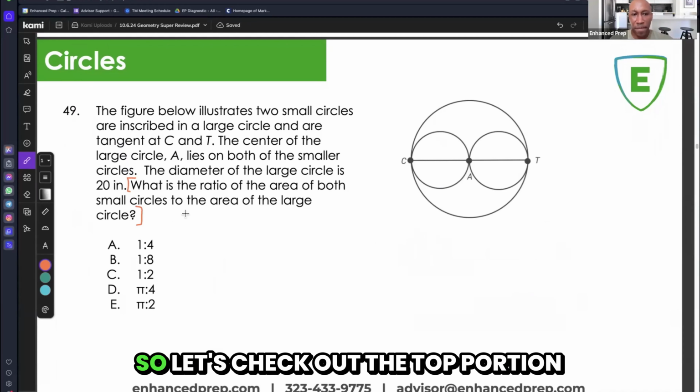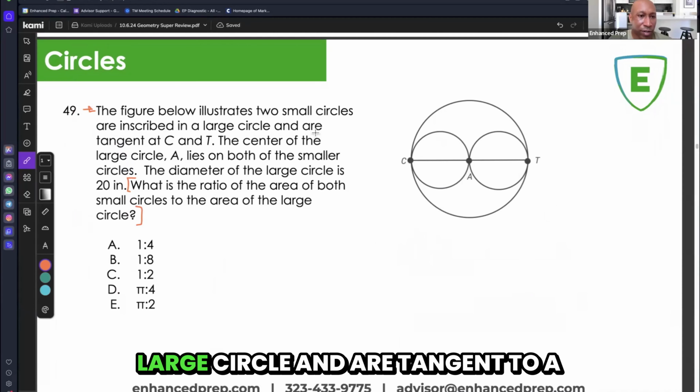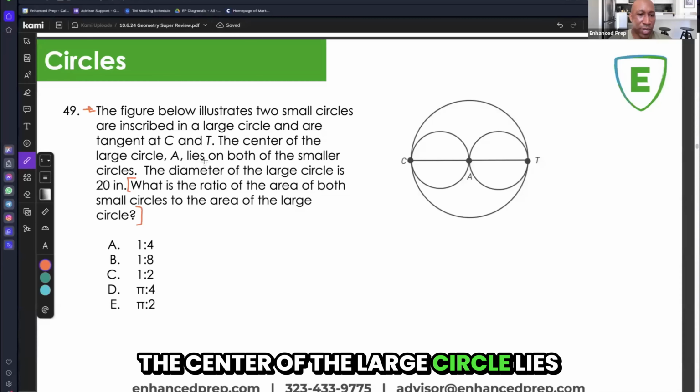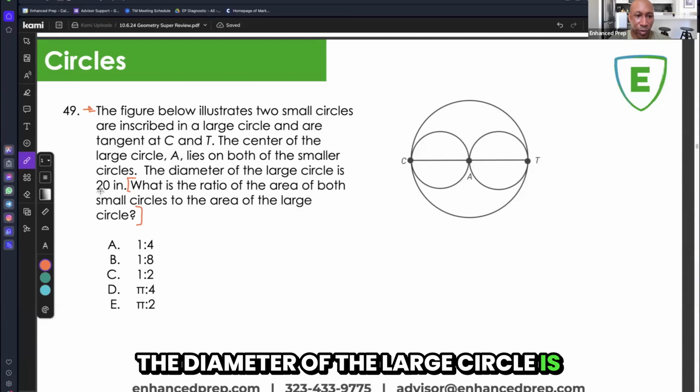Okay, so let's check out the top portion now. The figure illustrates 2 small circles that are inscribed in a large circle and are tangent to A and C. The center of the large circle lies beneath the smaller circles. The diameter of the large circle is 20 inches.